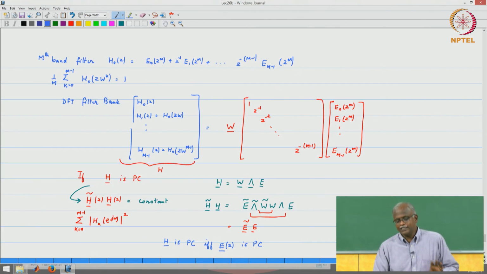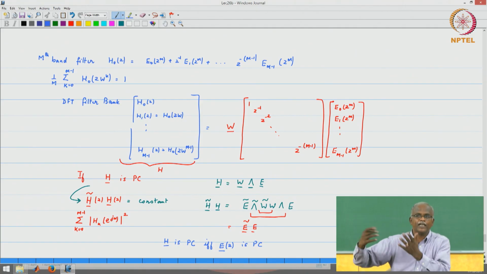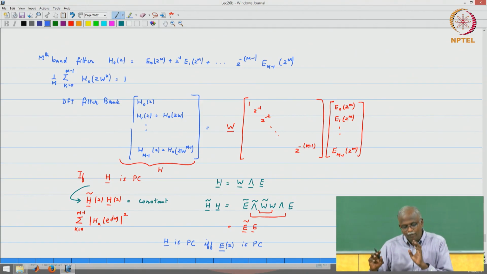Now, this result comes into play in an intricate way in understanding the M channel case, not the 2 channel case. But what is very important for us is the last result that I will write down before we end today. There was a question?